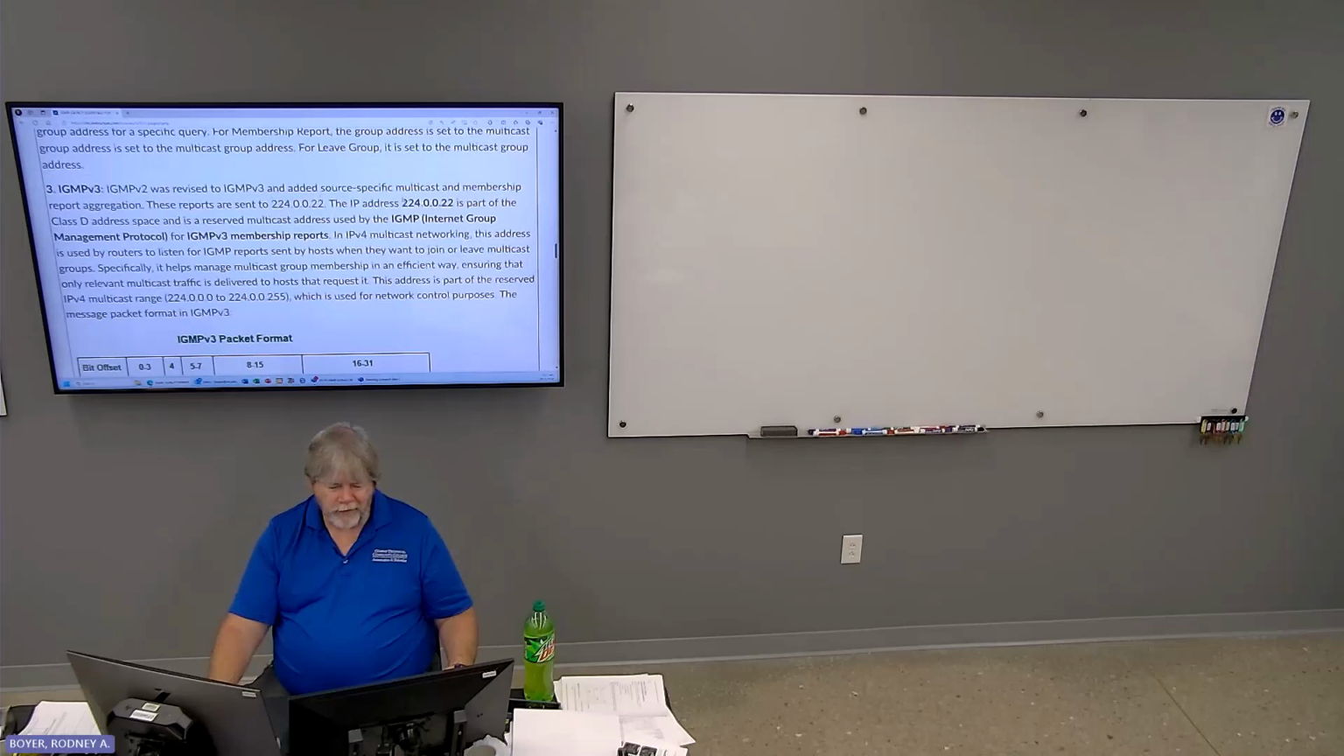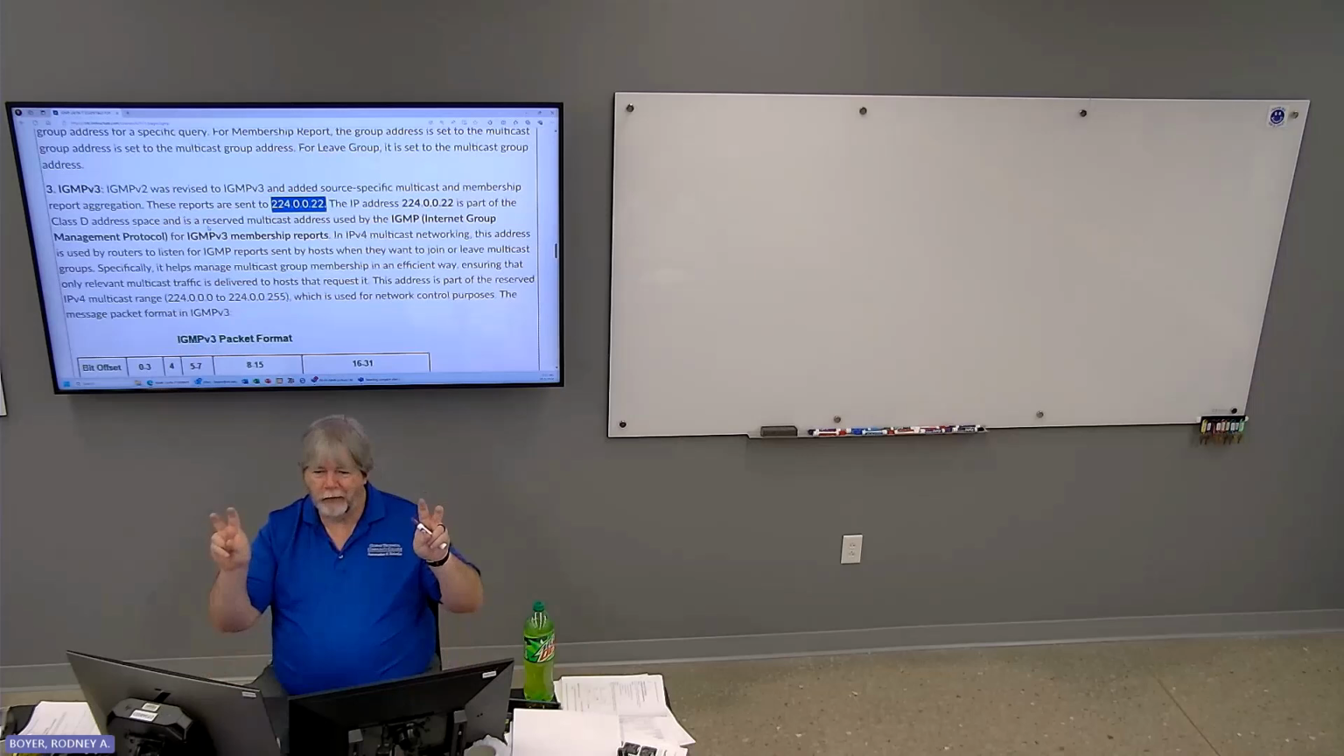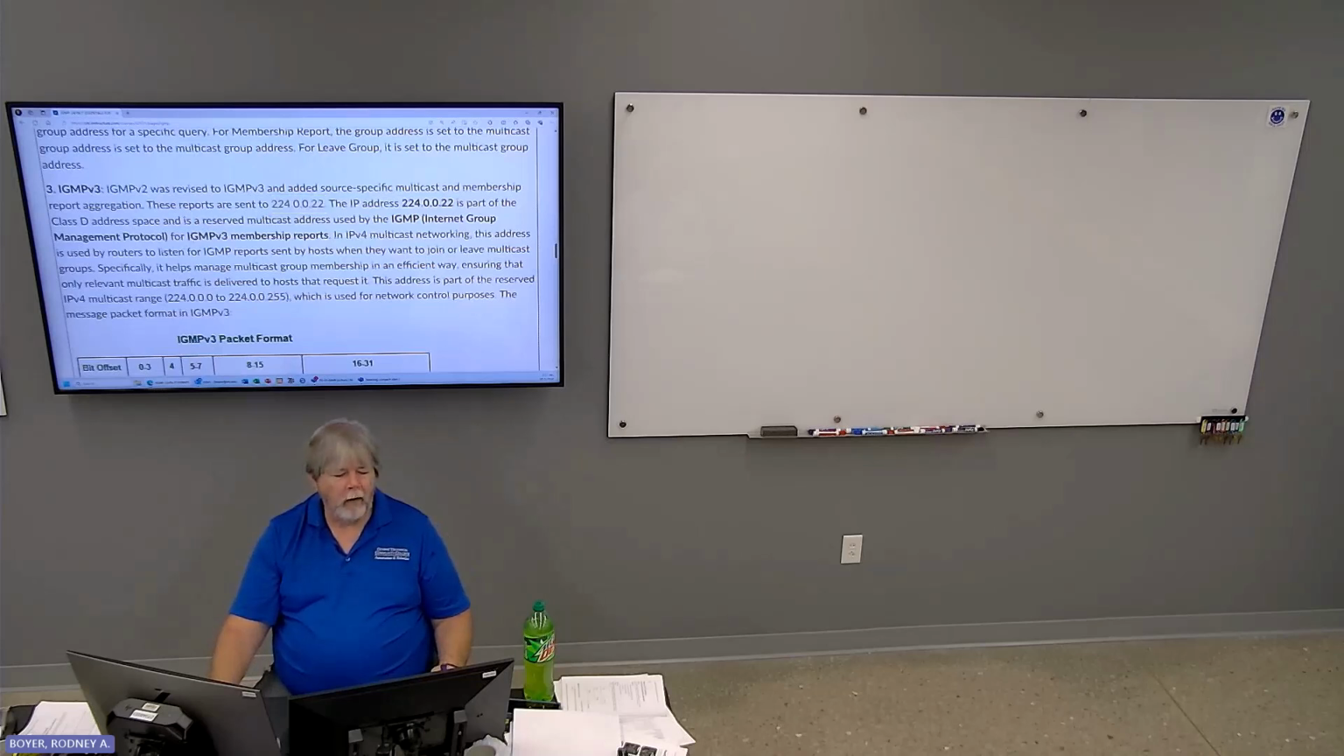Added source-specific multicast membership report aggregation. Reports are sent to 224.0.0.22. That is part of the Class D address space, the reserved special use addresses in IPv4, and it is specific for V3 membership reports.